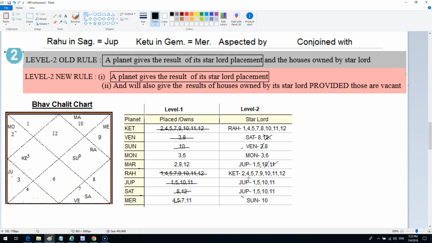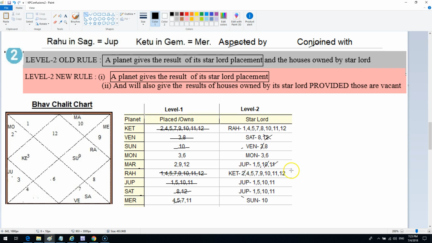But what are the other houses owned by Ketu? In that case, since Ketu is in Gemini, Ketu is representing Mercury. So pretty much what Mercury is doing in this horoscope will be done by Ketu. So Mercury is in the 11th house, so 11th also we will keep. And the other houses of Mercury are 4, 5, and this particular house is vacant. So Rahu, by being in the star of Ketu, will give the result of where Ketu is, the fourth house.